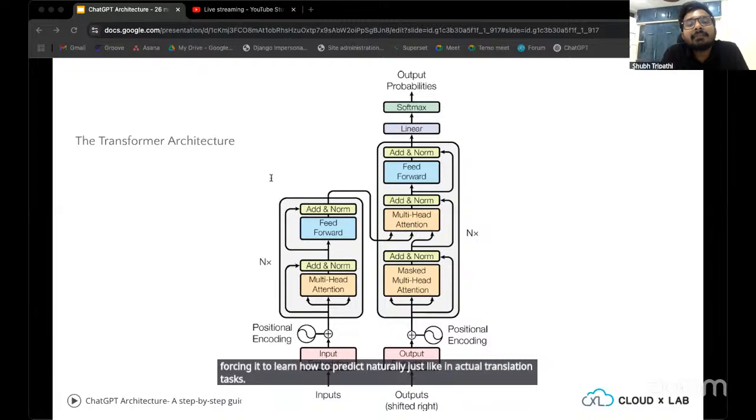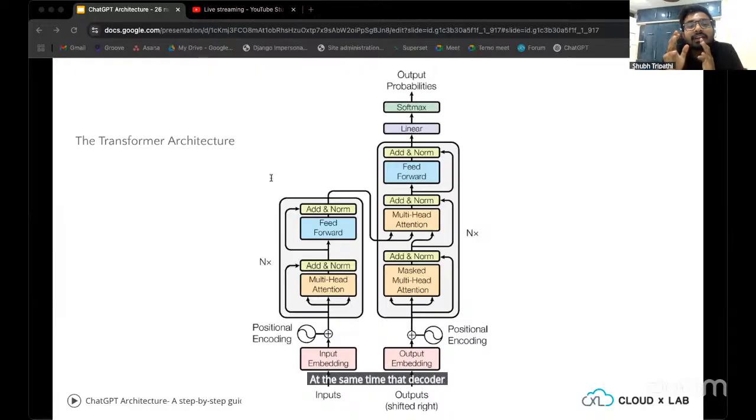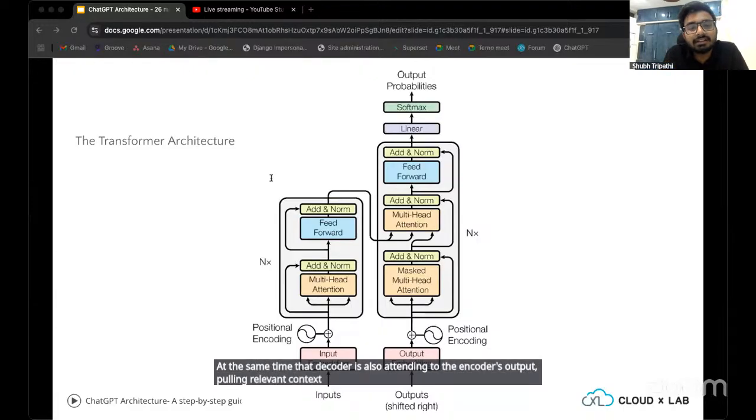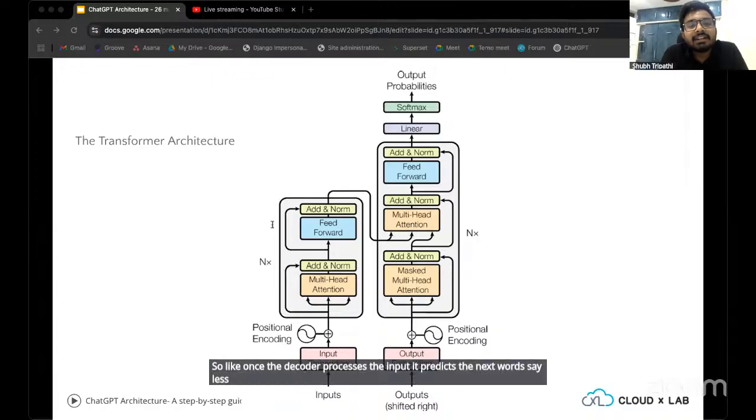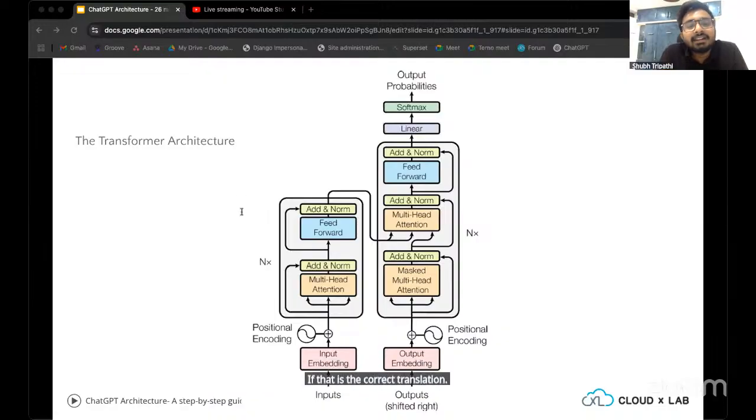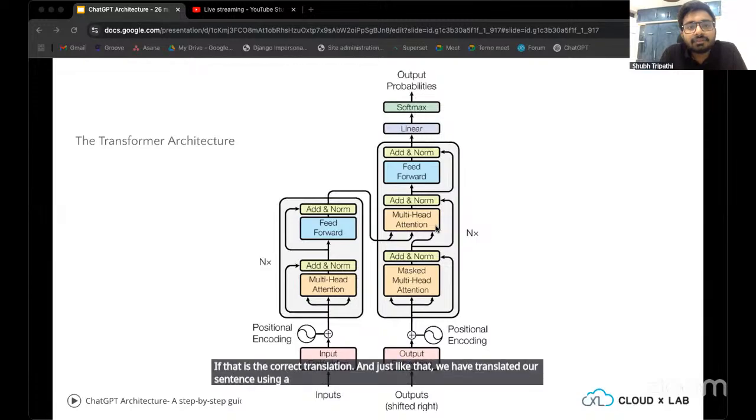At the same time, the decoder is also attending to the encoder's output, pulling relevant context from the original English sentence to make an accurate translation. So once the decoder processes the input, it predicts the next word, say les, and then the next one, until we get the fully translated sentence like Jaime les transformers, if that is the correct translation. And just like that, we have translated our sentence using a transformer.